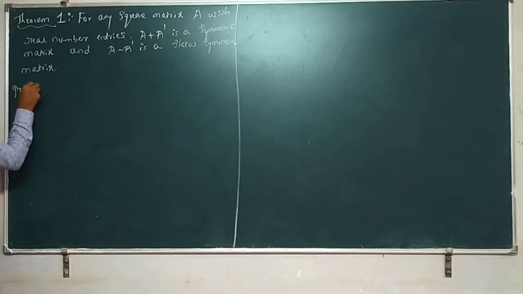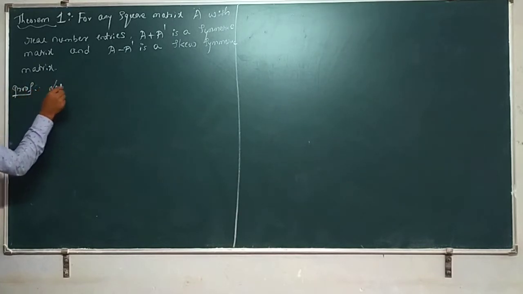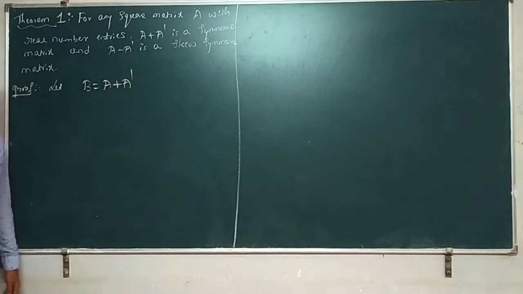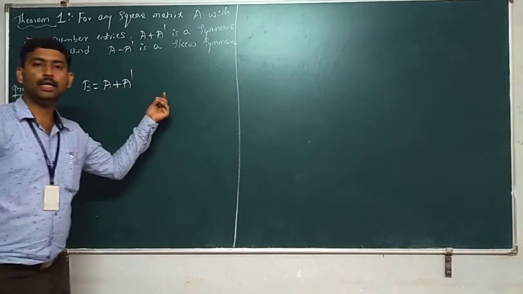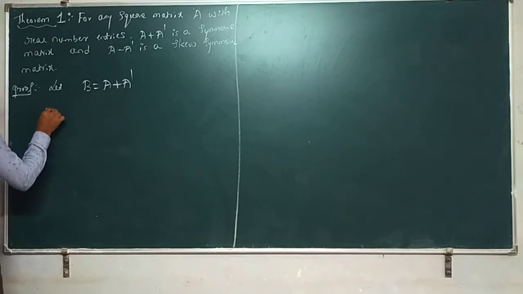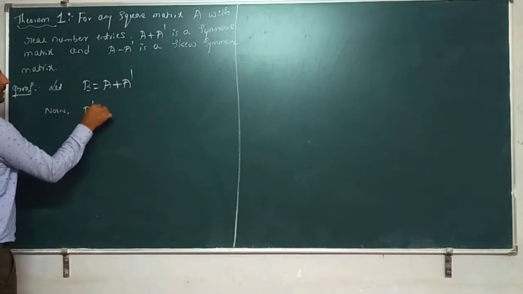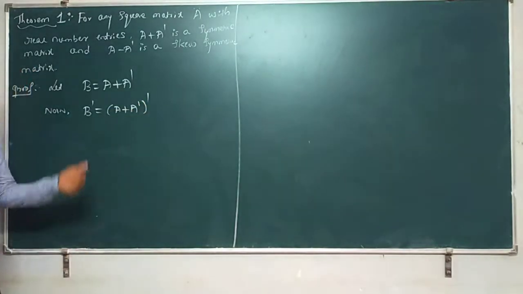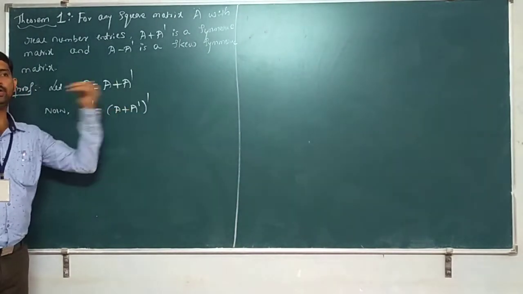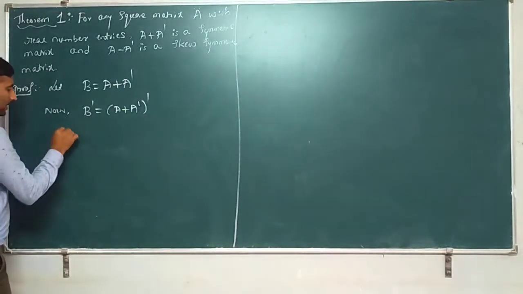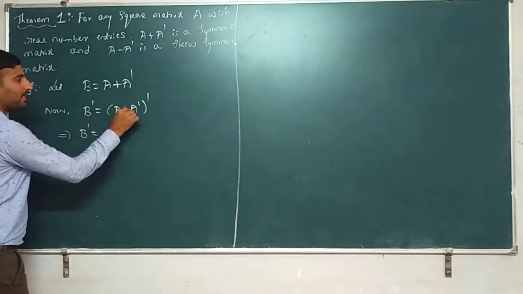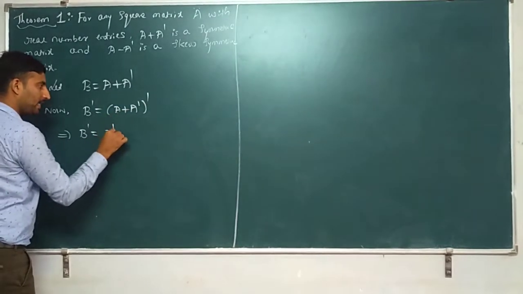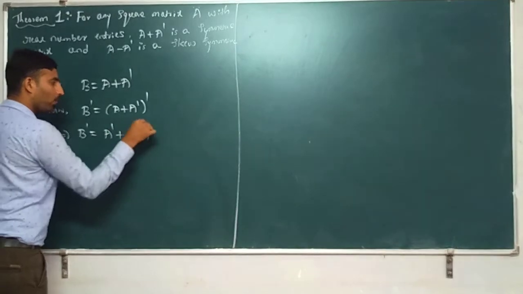Proof. Let B is equal to A plus A dash. Now B dash is equal to (A plus A dash) whole dash, which implies B dash is equal to A dash plus (A dash) whole dash.